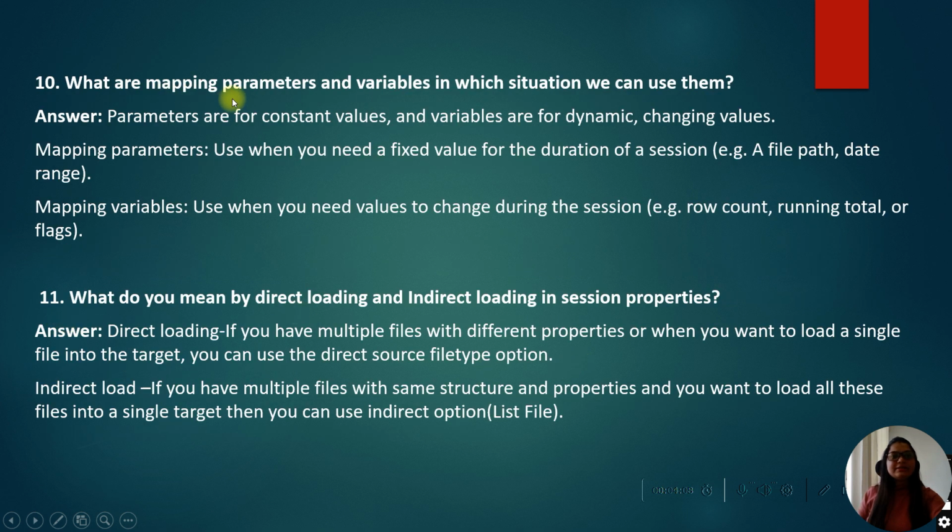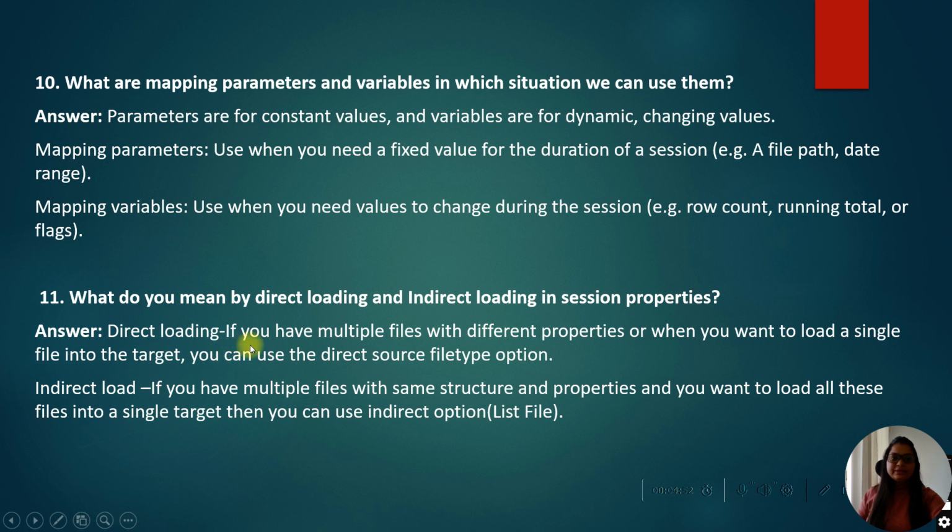Next question: what are mapping parameters and variables, and in which situations can we use them? Parameters are for constant values that do not change during the session, and variables are for dynamically changing values. So you can use mapping parameters when you need to fix the value for the duration of the session, for example a file path or a date range. And you can use mapping variables when you need a value to change during the session, for example row count, running total or flags.